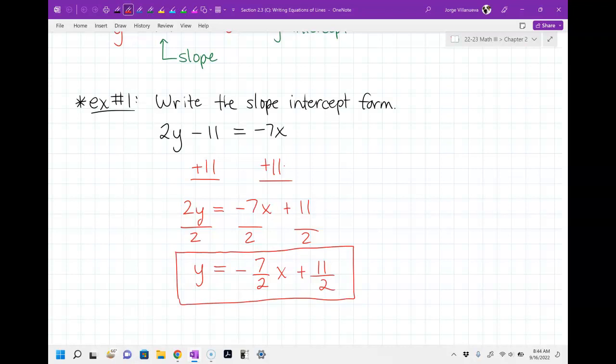Okay? So you're going to have 2 problems in your homework like this, or actually just one, because I just did one for you, where the whole goal is to just solve for y. That's it. You don't have to graph it or anything like that.